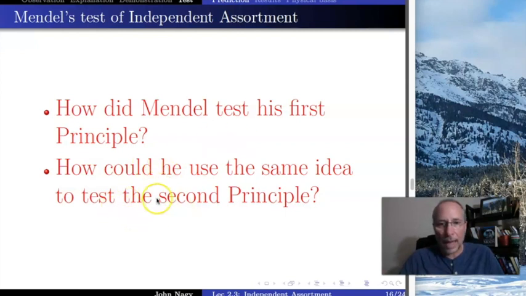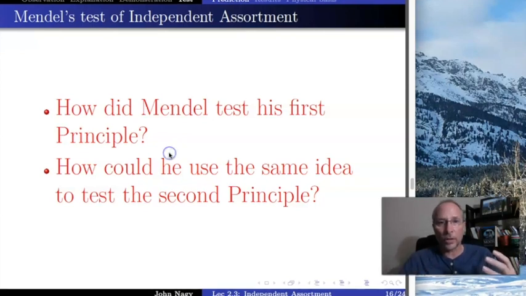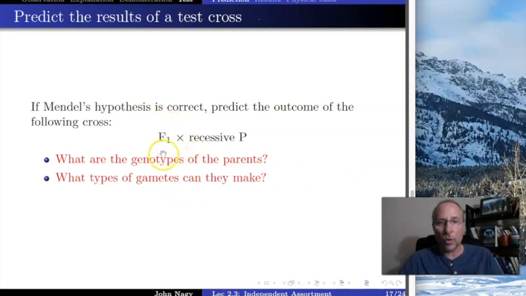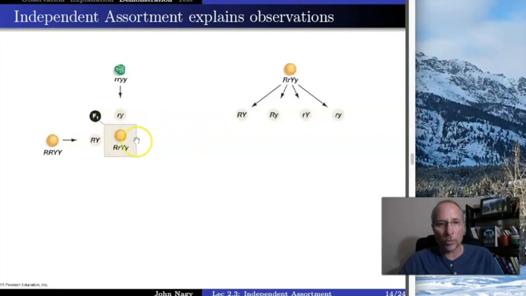So, can he use the same principle here? Can he use essentially the same kind of experiment? And the answer is yes, that's what he's going to do. He's now going to predict what would happen if he does a test cross. Now remember the test cross. The test cross is crossing the F1 with its recessive parent. If we go back all the way up here, we're talking about crossing this individual here with the recessive parent.